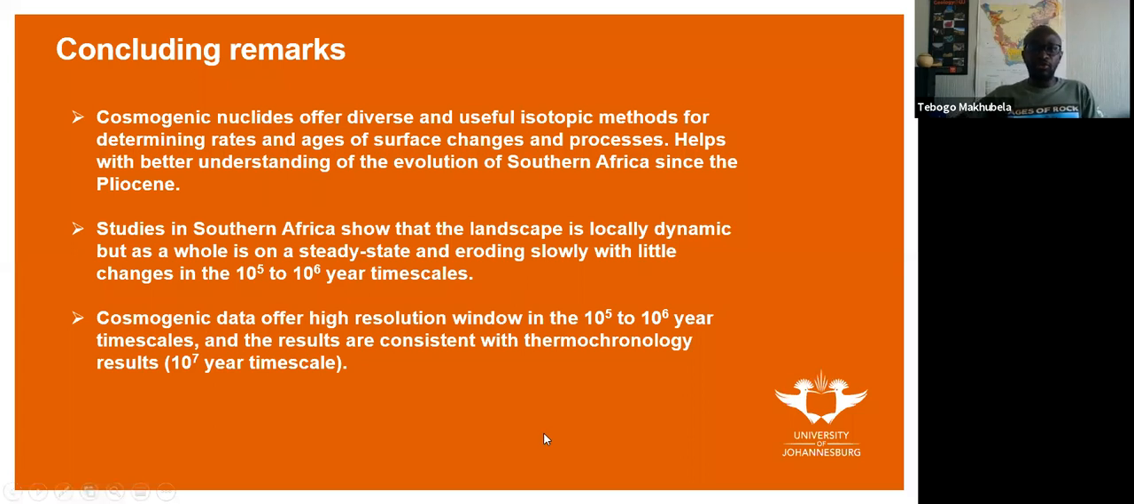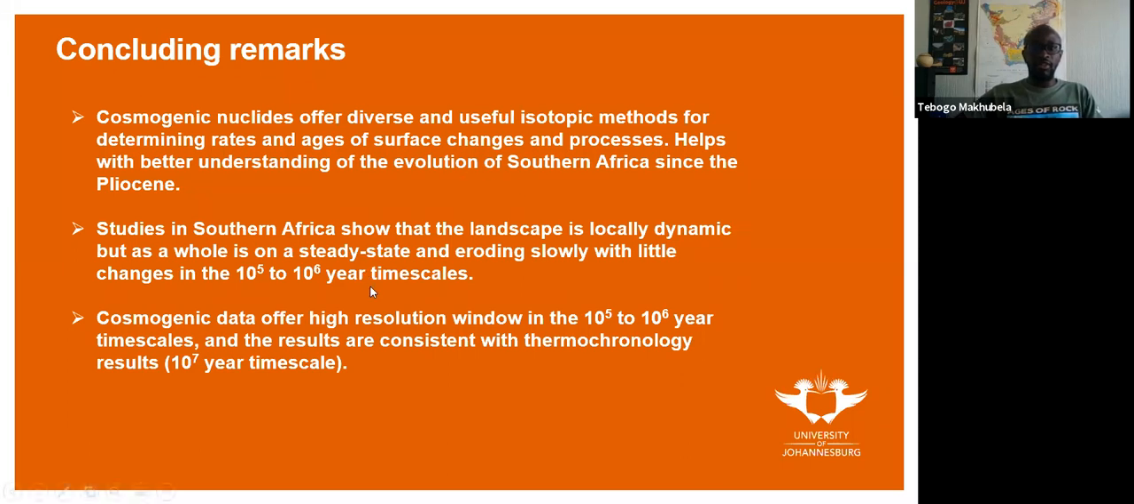Okay, so I want to conclude here. I thought I could use a few simple examples, but in my paper where I did a review of all the cosmogenic denudation data of Southern Africa, you can go and look for more studies there and look in detail at the data. Cosmogenic nuclides offer a diverse and useful isotopic method that helps us determine rates and ages of surface changes and processes. These help us with a better understanding of the evolution of Southern Africa since the Pliocene.